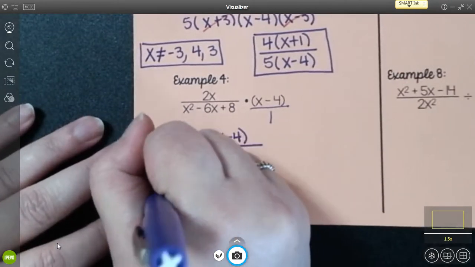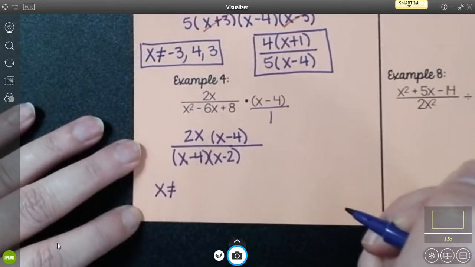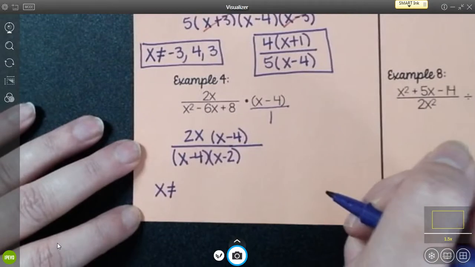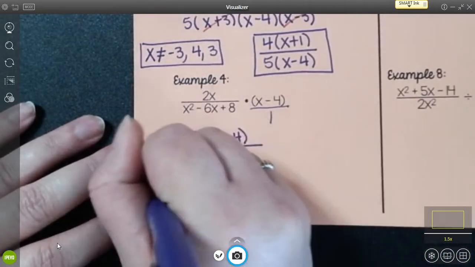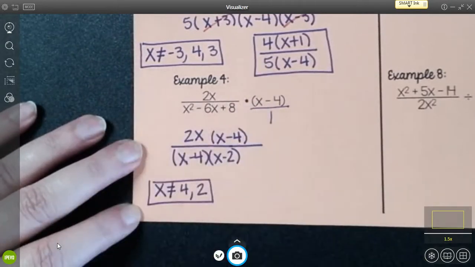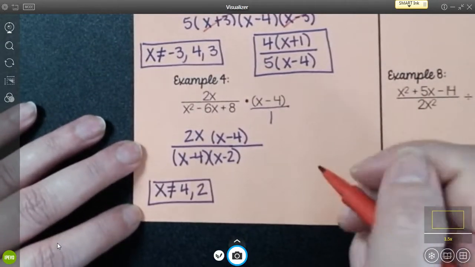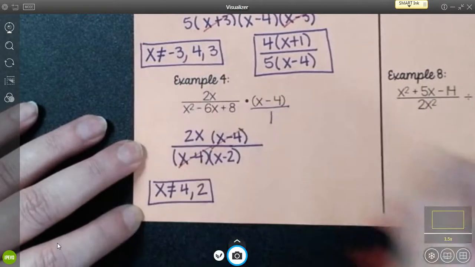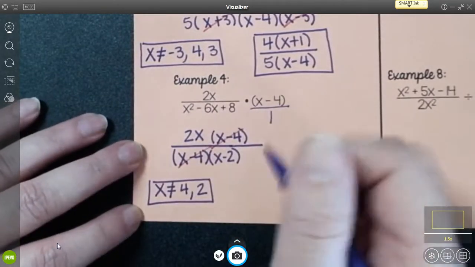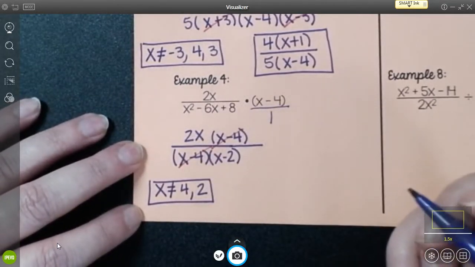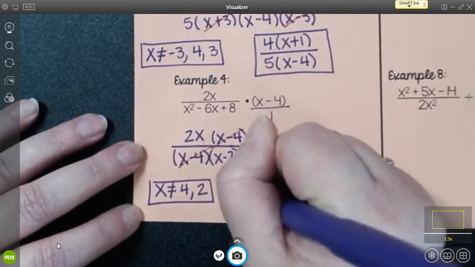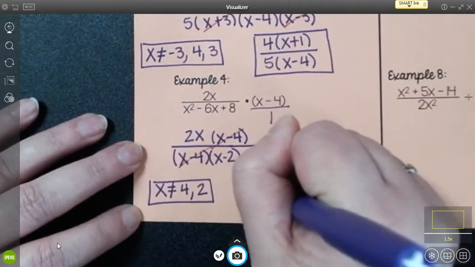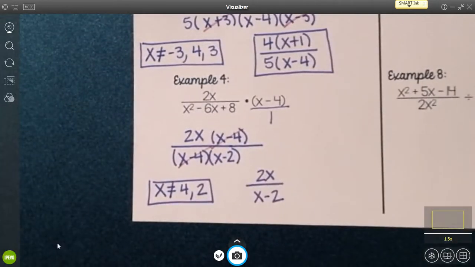Okay, what are the restrictions here? 4 and 2. Very good. What cancels? X minus 4's. And what remains in the numerator? 2x. And the denominator? X minus 2. Okay, can you simplify that?